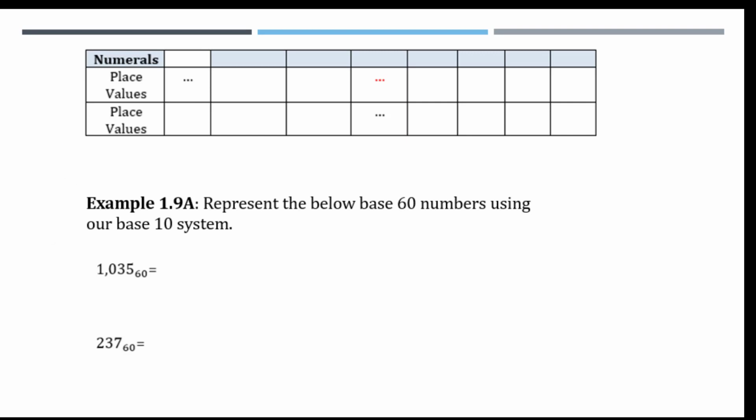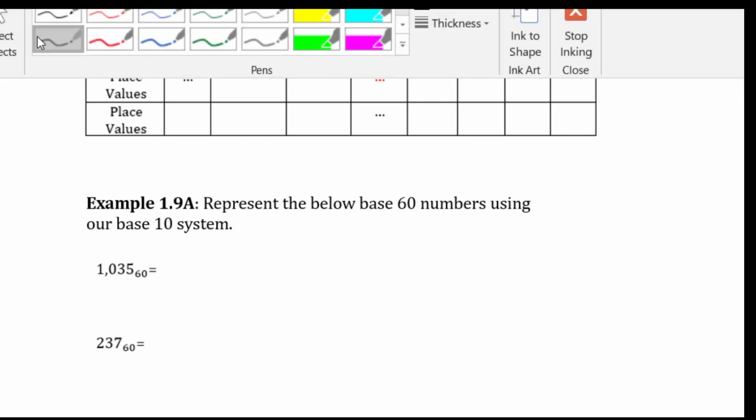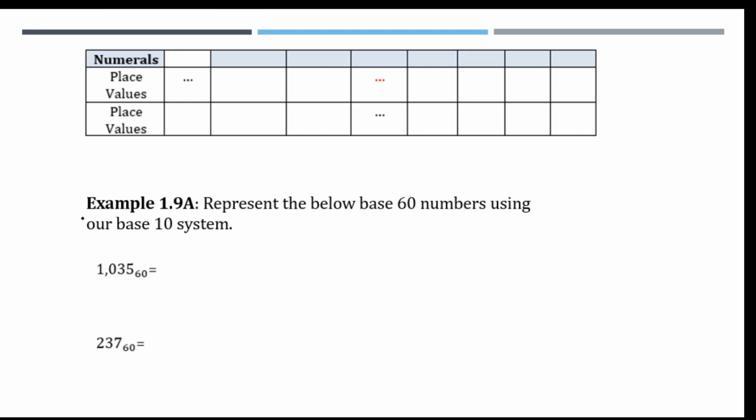Okay, so here's one for your book. Example 1.19a. We want to represent these two numbers, which are base 60, in our base 10 number system. In other words, what are these numbers as we know them? This is not 1035 because it's base 60. First, let's build a base 60 system up here. Before the decimal, I don't think they had decimals. Later on the Babylonians developed fractions.